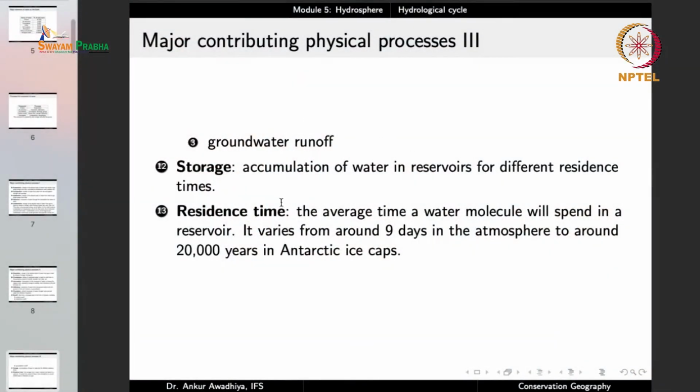Now we have talked about different reservoirs such as oceans or atmosphere or ice caps or groundwater, and when we talk about the residence time, what is the average time that a water molecule will spend in the reservoir once it has entered into this reservoir? So the residence time can be as low as 9 days in the atmosphere. So on an average, a water molecule stays in the atmosphere for only 9 days, after which it gets condensed or it gets precipitated or deposited somewhere, to around 20,000 years in the Antarctic ice caps. So if a water molecule has entered into the Antarctic ice caps, it can expect to stay there for around 20,000 years.